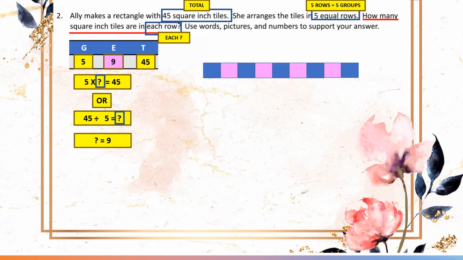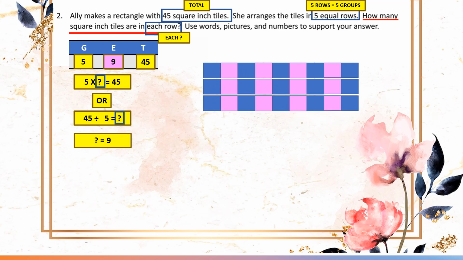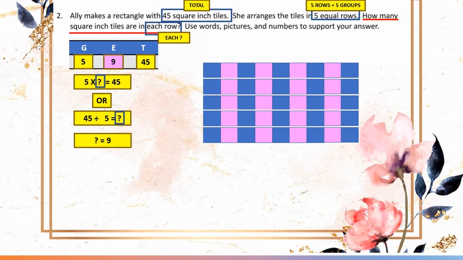That's row 1, row 2, row 3, row 4, and row 5. So this is a picture of Allie's rectangle.